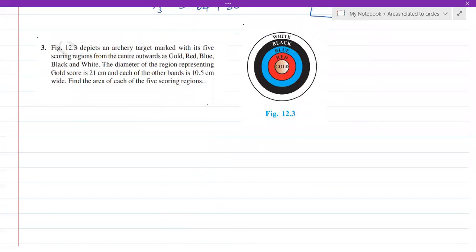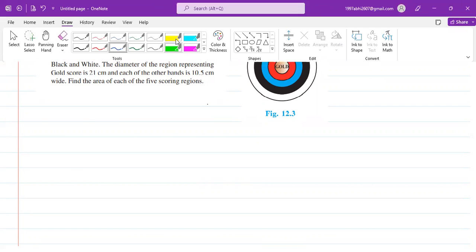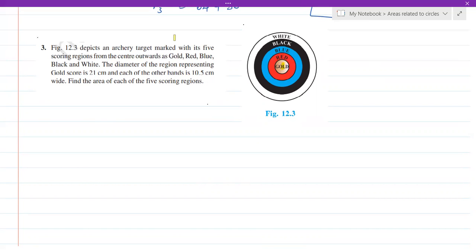In the next question, we have a figure which depicts an archery target marked with its 5 scoring regions. You can see there is a white color region, black color region, blue color region, red color region, and gold color region. It doesn't seem to be gold, so let's take this yellow to be the gold one. Okay, now it seems good, isn't it? So we have gold color, red region, black region, and white region.